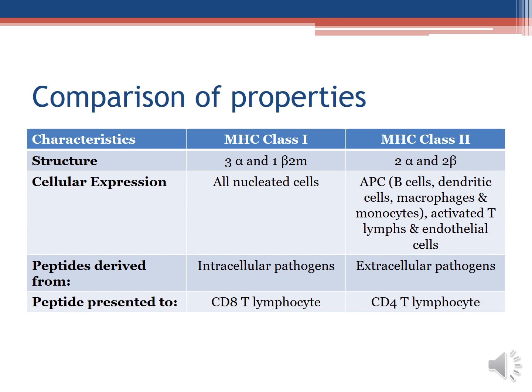Our Class II is made up of 2 alpha proteins and 2 beta proteins. And remember that APCs, activated T lymphocytes, and endothelial cells are the only ones that express this Class II MHC. And these peptides or antigens are derived from extracellular pathogens, so they have to be engulfed or phagocytized and processed, and then they get pushed out on the MHC Class II molecule. And these can only be presented to our CD4 T cells.